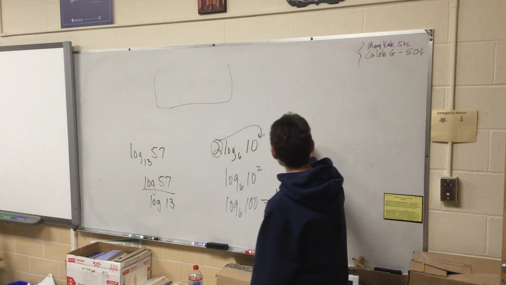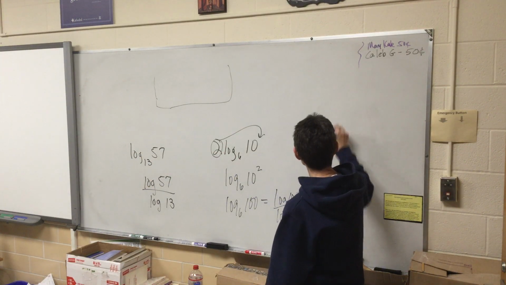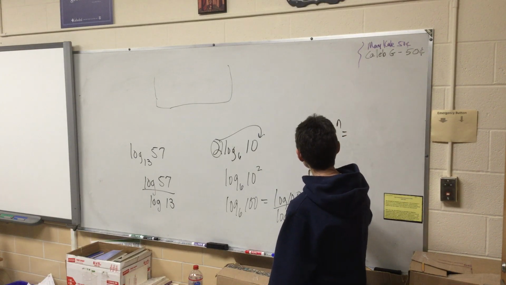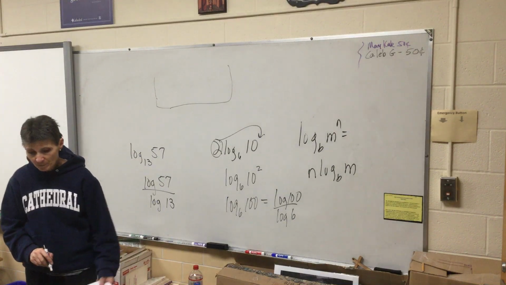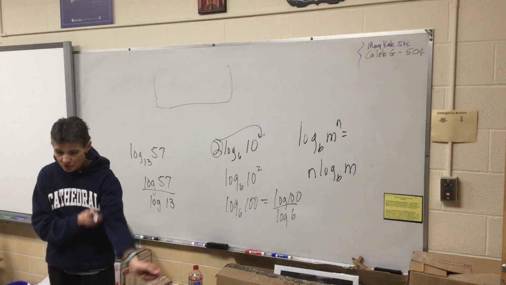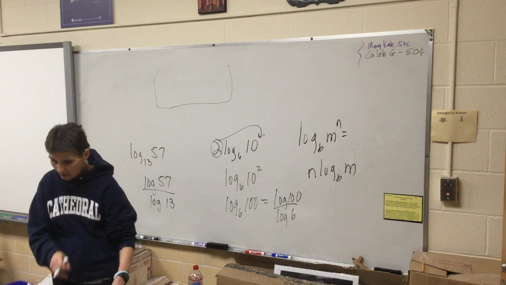The property says the log base b of m to the n is n times log base b of m. It's just how logarithms work. Got it. Coefficient becomes an exponent and vice versa. Okay, cool beans.